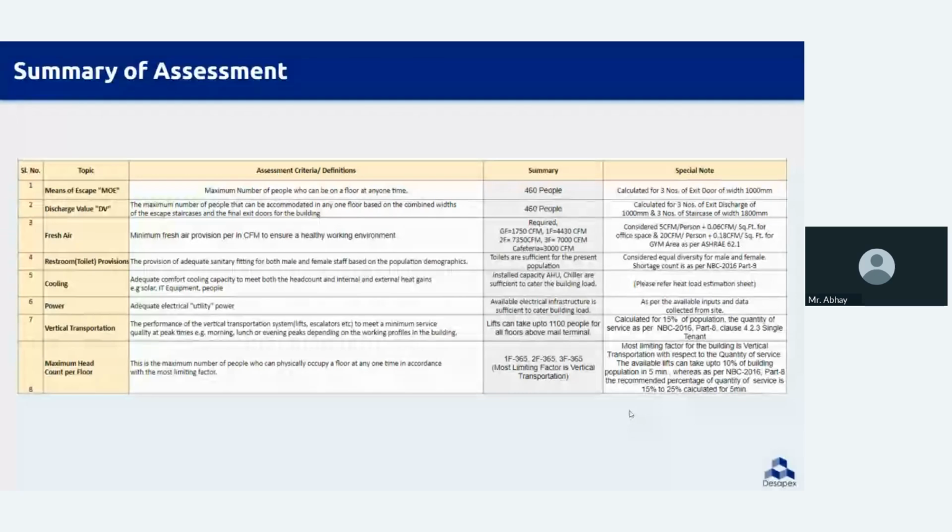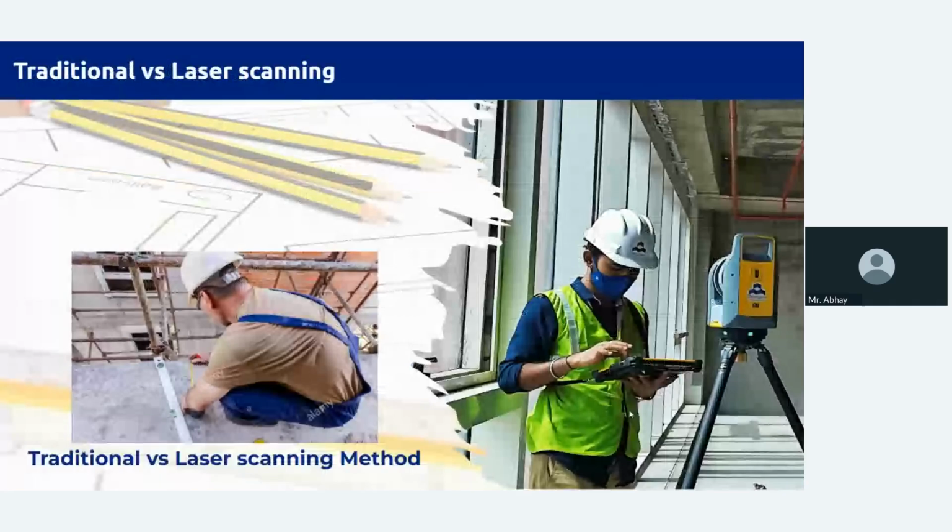So coming to traditional versus laser scanning, there are a few points I want to compare here. We can capture the existing conditions faster compared to traditional methods, because in traditional methods we have to manually capture everything, and working at heights in an under-construction building is very risky. That is being mitigated by using these latest technologies.